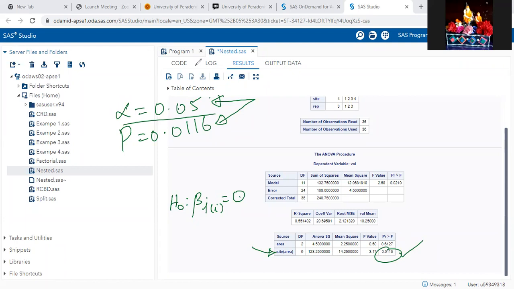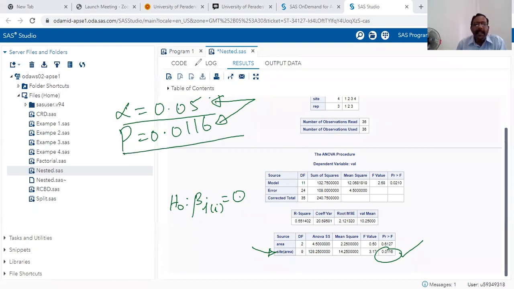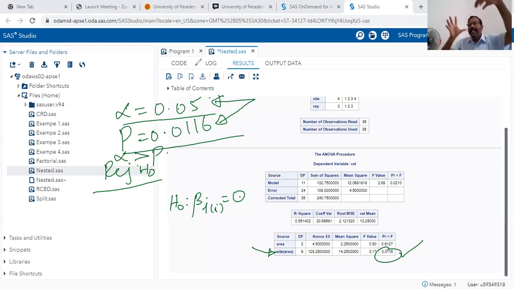Alpha is larger than P, or P is less than alpha. So what is our conclusion? Are we rejecting or accepting the null hypothesis? Rejecting our null hypothesis. Because our alpha is higher than the p-value, we reject our null hypothesis. So our conclusion is there is a significant difference among the sites within the area. So we are comparing different sites within each area.